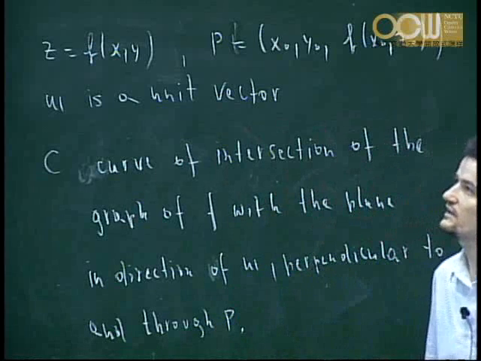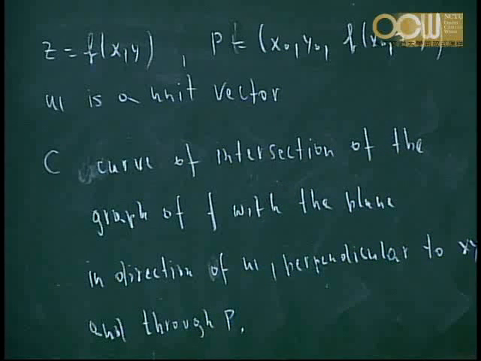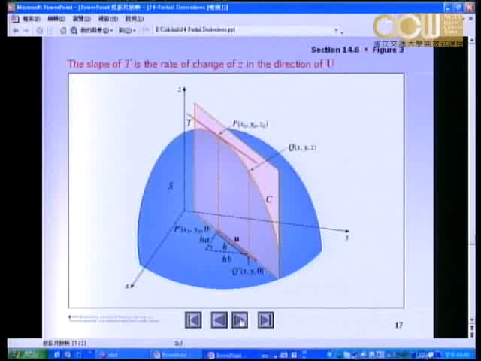Now what we want to know is, okay, what is the slope of the tangent to C at the point P? This is a generalization of the partial derivatives, because for partial derivatives we look at the vector u, which is a vector either in direction of the y-axis or of the x-axis. Now, of course, this slope is quite easy to compute.